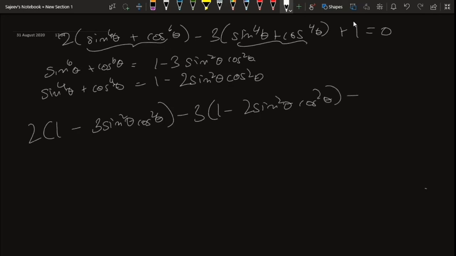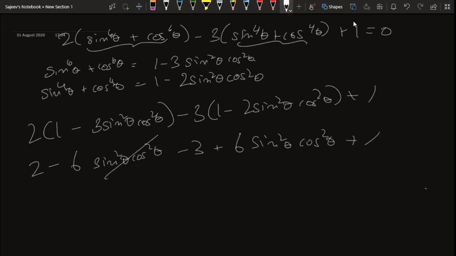Let me open the bracket. I get 2 minus 6 sine square theta cos square theta minus 3 plus 6 sine square theta cos square theta plus 1. These two cancel. I have 2 minus 3 plus 1 and that's 0.